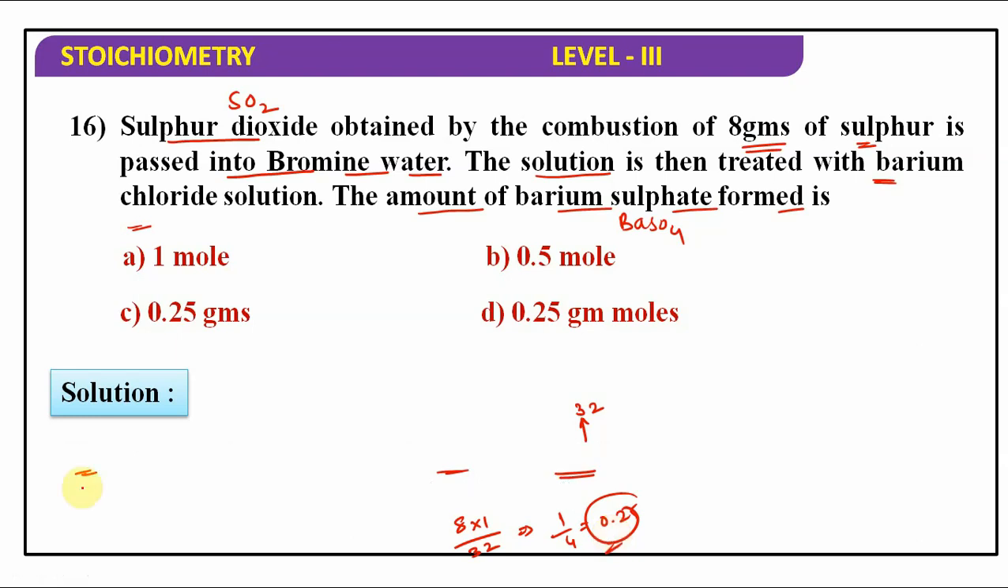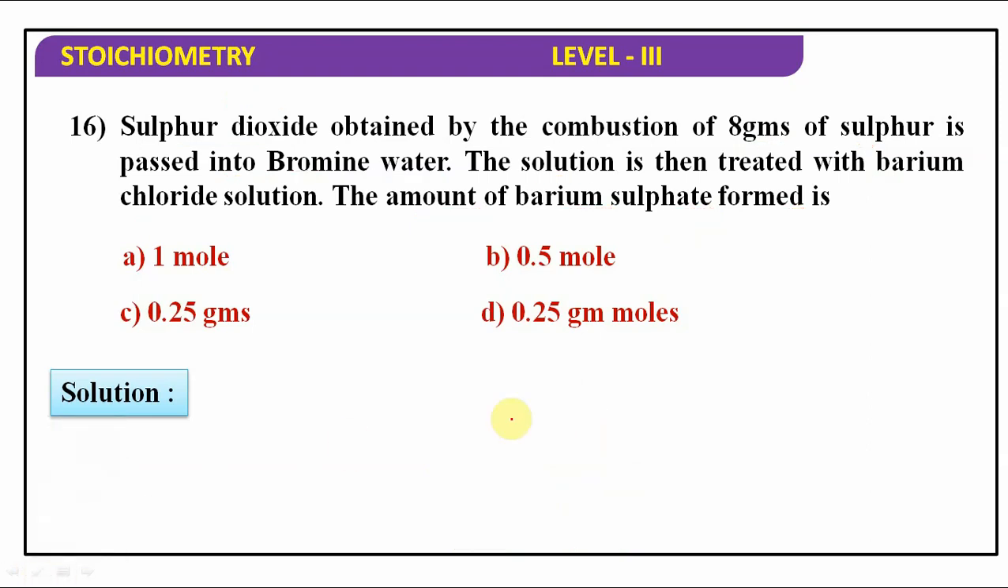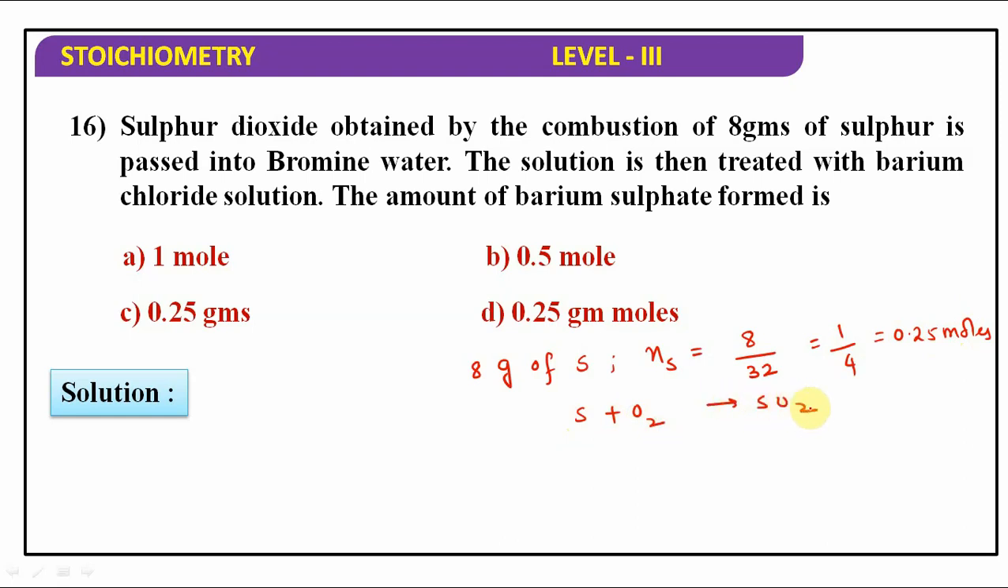Clear? Or else, just wait, I will be arranging the ink. Hope you are following it. There is another way. See that. I took 8 grams of sulfur. The number of moles of sulfur will be mass by molar mass: 8 by 32, that is 1 by 4, 0.25 moles. Sulfur plus oxygen gives you SO2. 1 mole sulfur gives 1 mole sulfur dioxide. But how many moles of sulfur have I taken? 0.25 moles gives 0.25 mole sulfur dioxide.